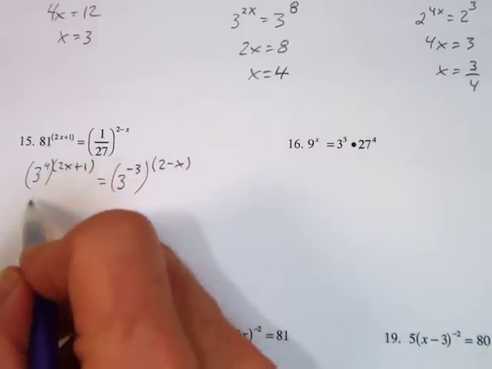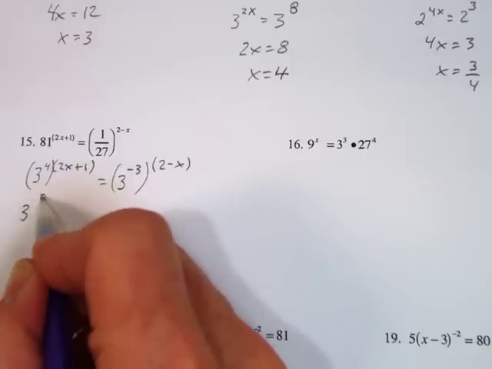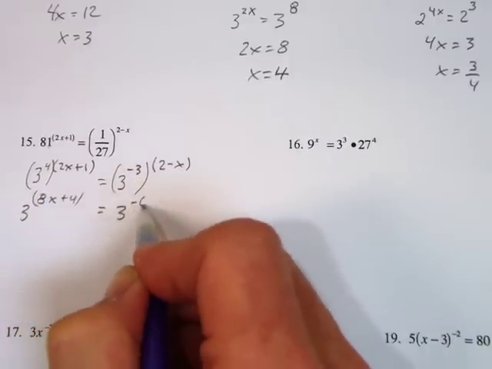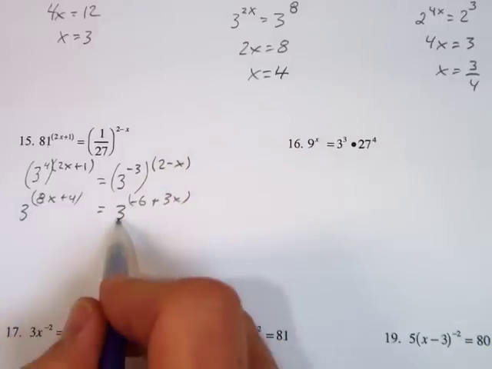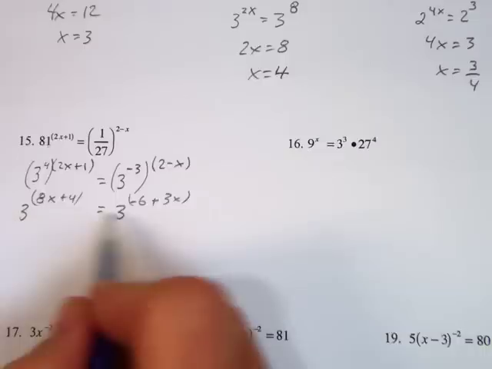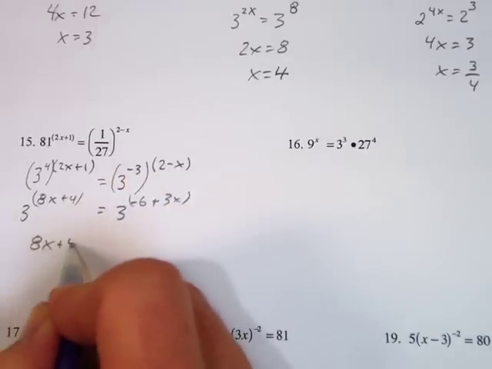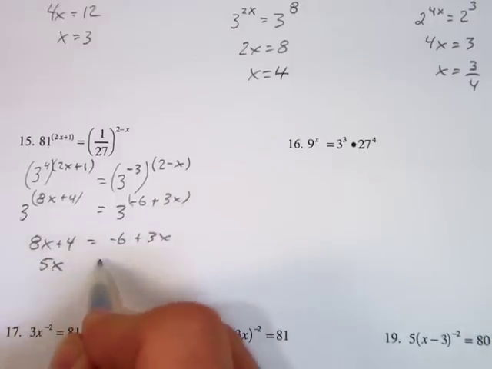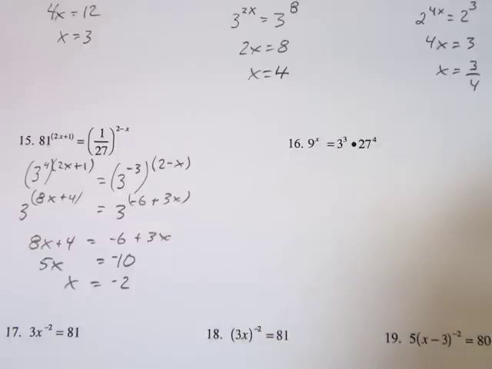Now we can apply our exponent rules. This is an exponential to a power, so we're saying 3 to the 8x plus 4, multiply those out, and 3 to the negative 6 plus 3x. We now have bases the same. I always want you to make sure that before you set the exponents equal, you have one base on each side. So you get 8x plus 4 equals negative 6 plus 3x. Move the x's to one side. We have 5x equals negative 10. So x equals negative 2.